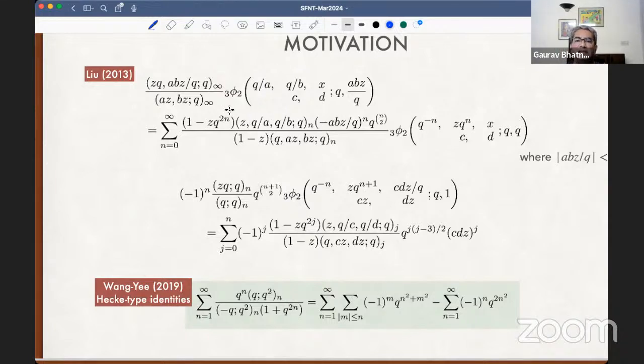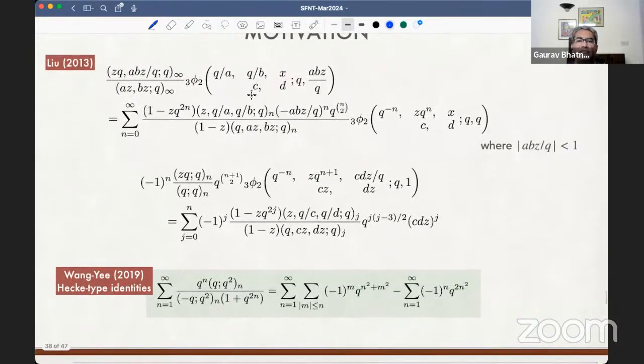And Liu had this series. So these are examples of Liu's work. There is a 3phi2 on the left hand side with some infinite products, and there's a sum of 3phi2s. And similarly here, there is a 3phi2 as a sum of some hypergeometric terms, some very well poised terms. So these identities are not in Gasper-Rahman. Liu found them in a very strange way, using his own technique of how he's developing q-series.